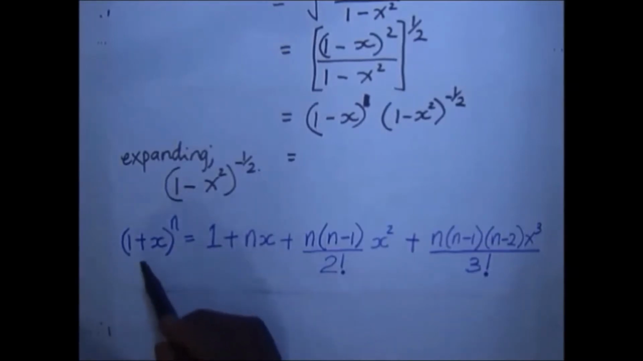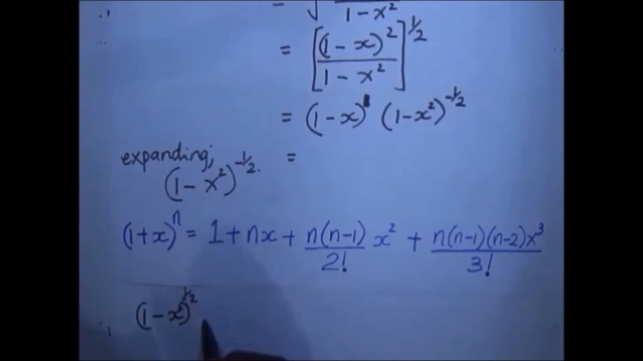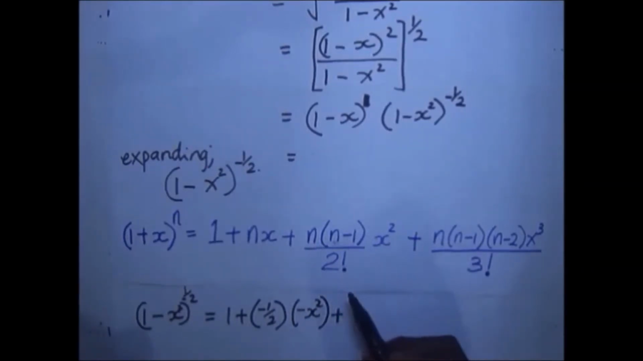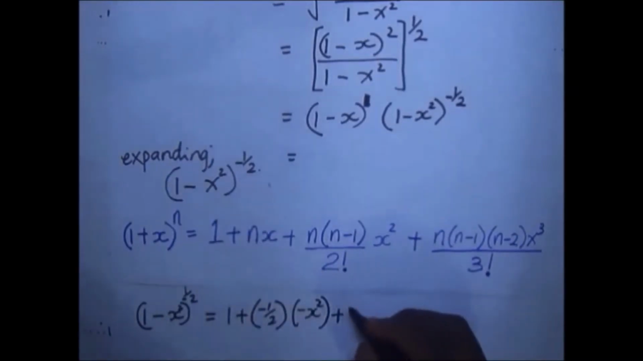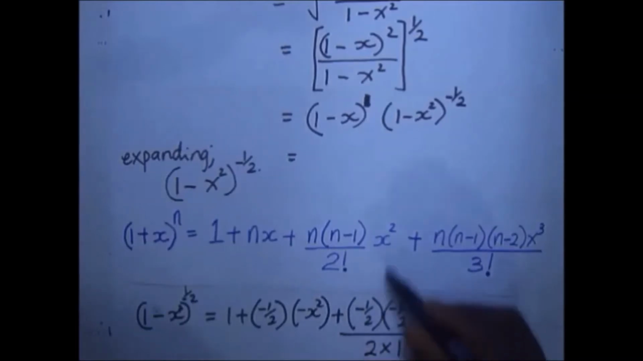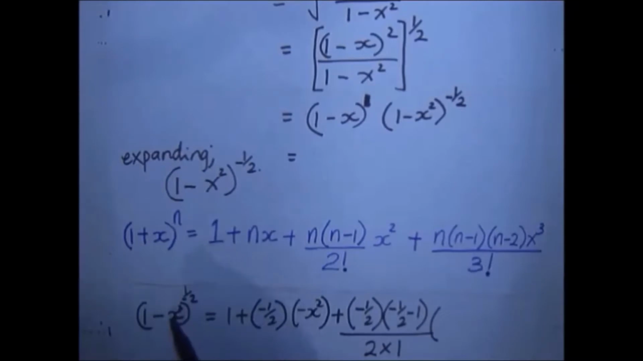So substituting in here, our value of x is actually x squared. So this 1 minus x squared to the power negative a half is going to become 1 plus our value of n, which is negative a half, times our value of x, which is negative x squared, plus n. What is n? n is equal to negative a half times n minus 1, which is negative a half minus 1. Divide all that by 2 factorial. 2 factorial is 2 times 1. Our value of x is negative x squared, so it's going to be negative x squared, and that's to the power 2.